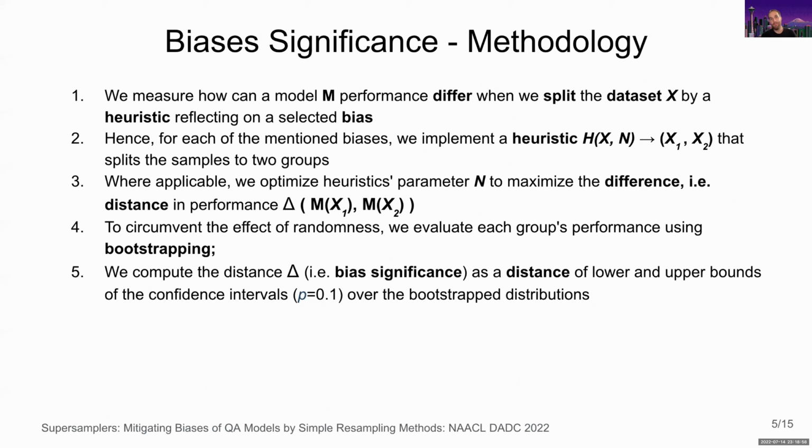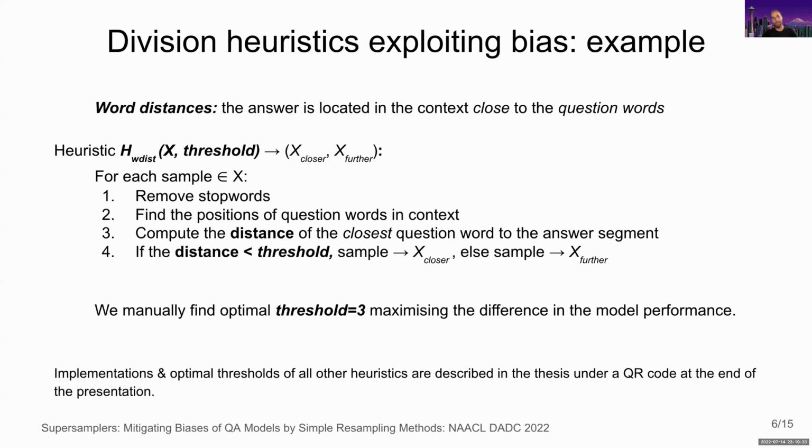For each of these biases, we implement a simple heuristic that can divide the samples into 2 distinct groups by exploiting the specific bias. We evaluate the SQuAD model separately on each of these groups, and using bootstrapping, we obtain distributions for both groups that we use to mark the bias as significant or not. Specifically, we construct 90% confidence intervals for both groups and say that the bias is significant if these two intervals do not intersect. In case the bias is significant, we use the distance between the bounds of these intervals as the significance of the bias.